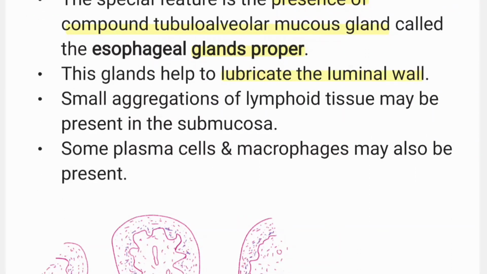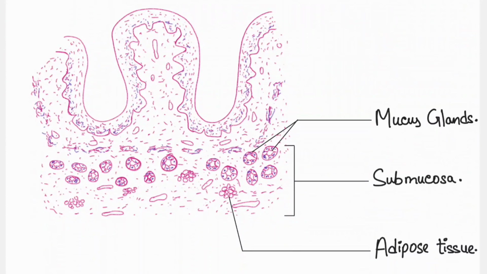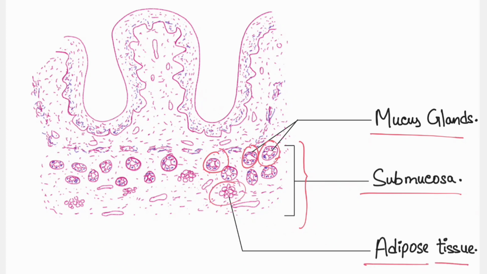Now in the submucosa we can also find some small aggregations of lymphoid tissue. Some plasma cells and macrophages can also be present. So these are the mucous glands, this structure here. After that, this total layer is the submucosa, and then these are the clusters of adipose tissue.